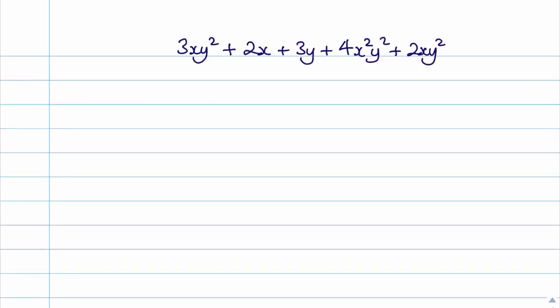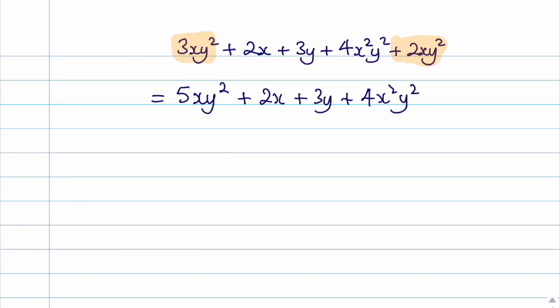Okay, on to the next question. Similar sort of thing. I have x's and y's, but different powers again. So I'm looking for something with the same order. I have this term here, which is xy squared. And I notice over here, I've got another plus 2xy squared. That will give me 5xy squared. Now looking at the other terms, well, I've got this plus 2x and I've got 3y. There are no other like terms. And then just finish off with the 4x squared y squared.